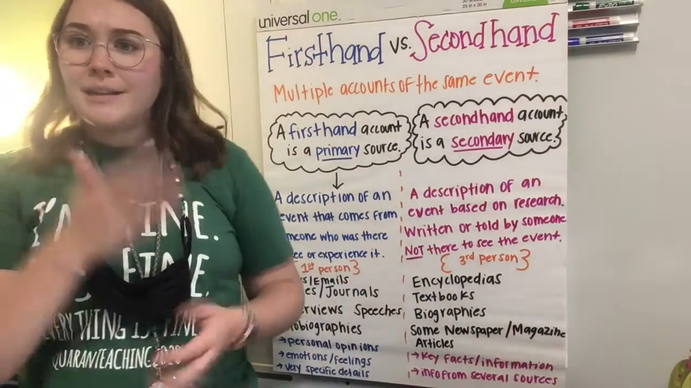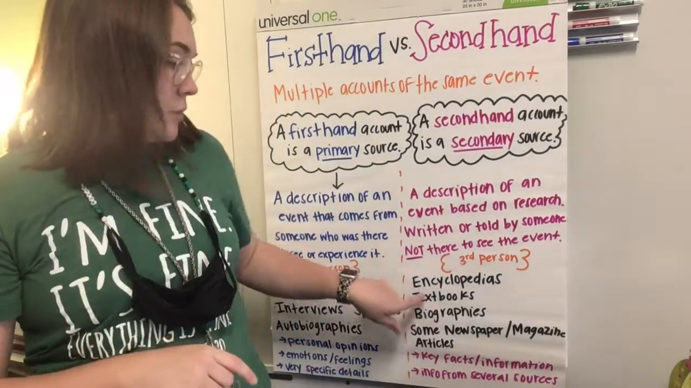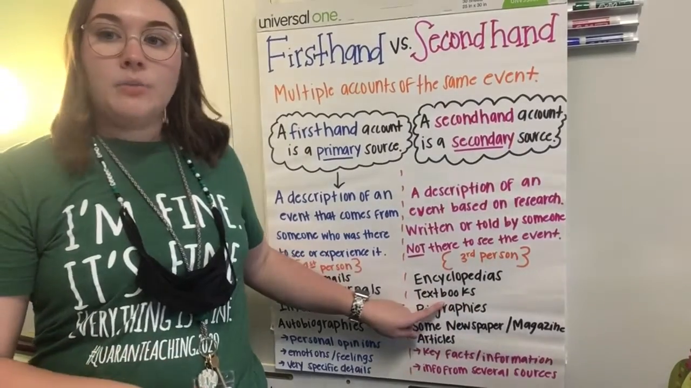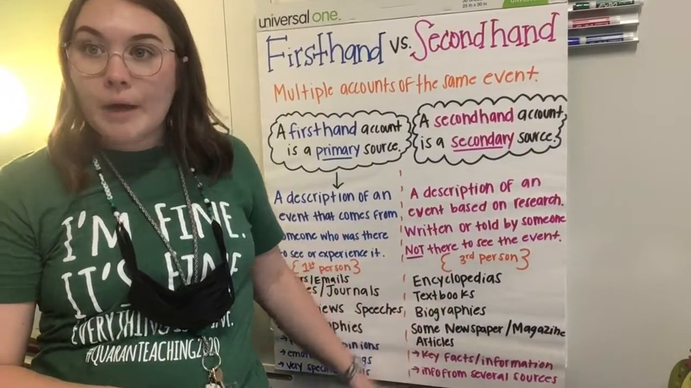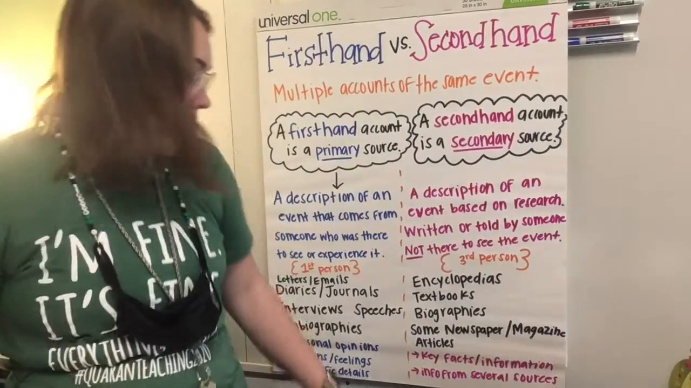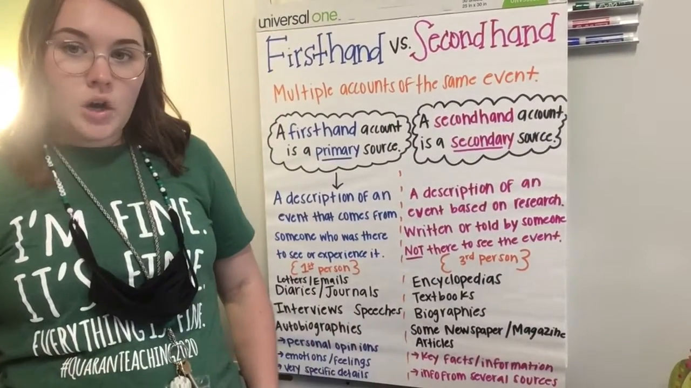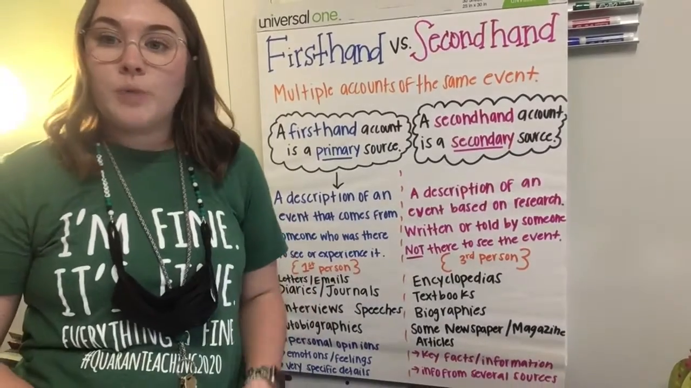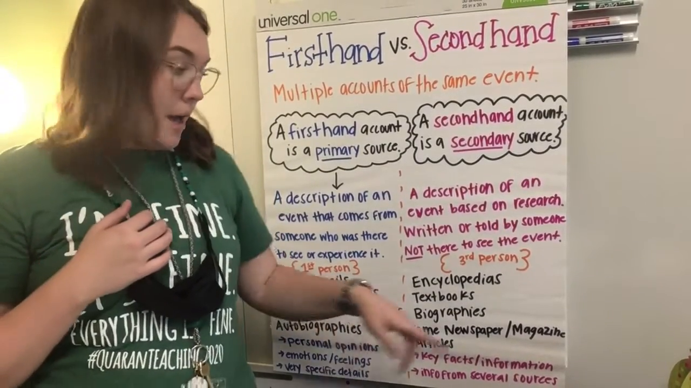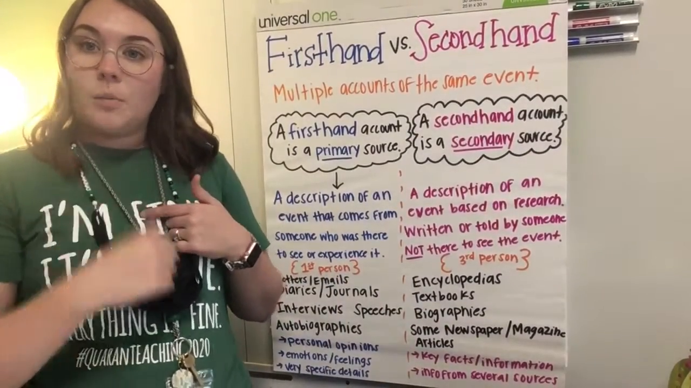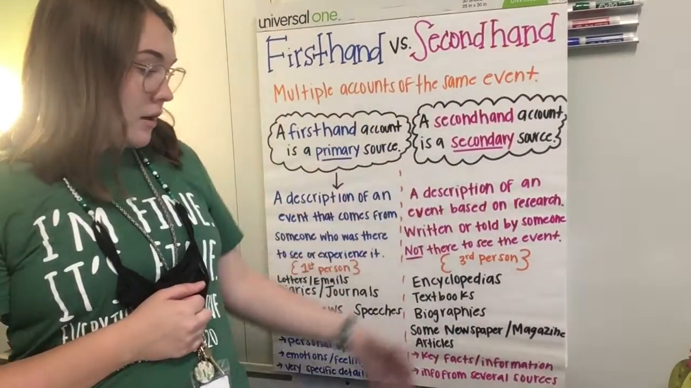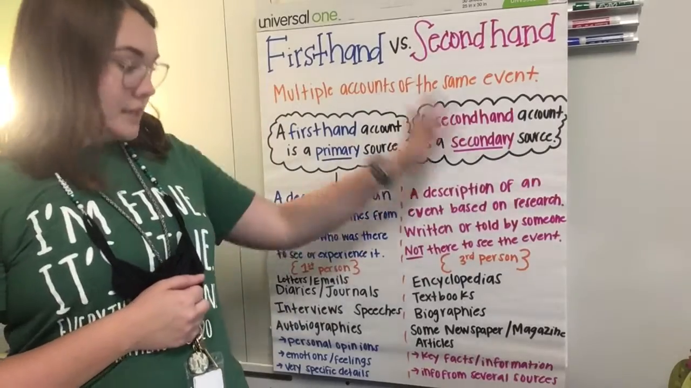Those are things like encyclopedias, textbooks. We use those a lot. Biographies, that's when somebody writes a book about someone else. Some newspaper and magazine articles. So an autobiography is when you write a book about yourself. A biography is when you write a book about someone else. So first-hand would be an autobiography, and second-hand would be a biography.